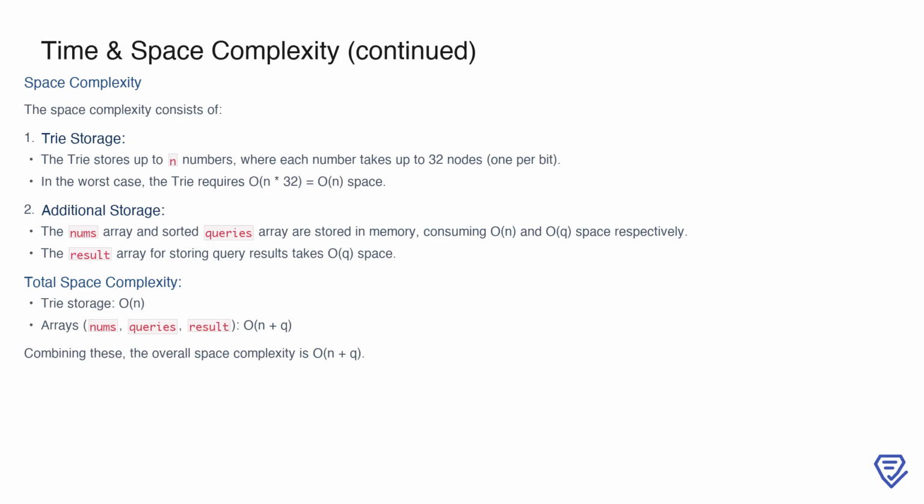Turning to space complexity, the main contributor is the tree. The tree stores up to n numbers, and for each number, up to 32 nodes may be used, one for each bit in the 32-bit representation. Therefore, the tree requires O(n * 32), which simplifies to O(n). Additionally, we store the nums array, the sorted queries array, and the result array for storing outputs. These arrays contribute O(n) for nums and O(q) each for queries and result. When we combine these, the total space complexity is O(n) for the tree and O(n + q) for the arrays, resulting in an overall space complexity of O(n + q).